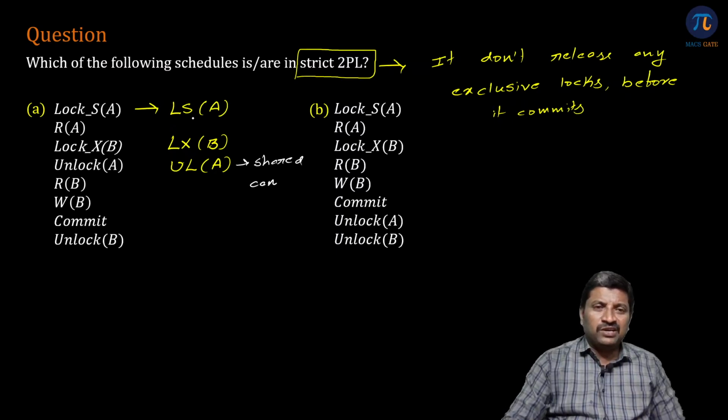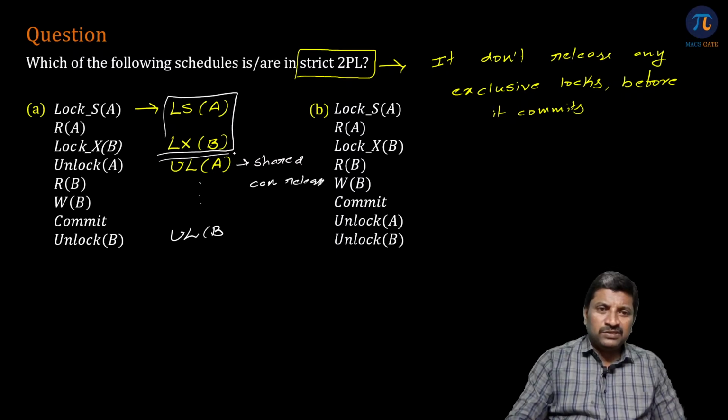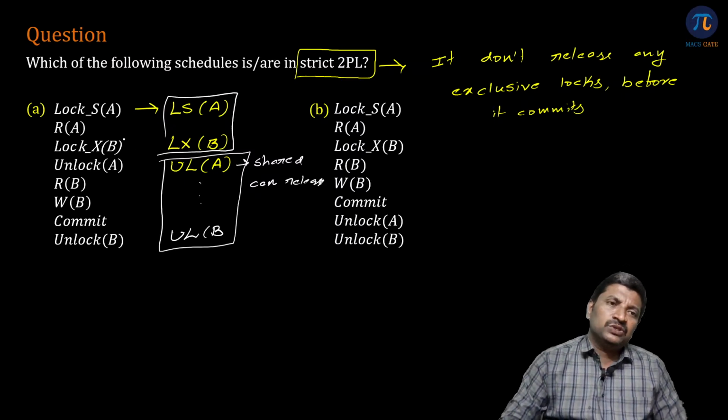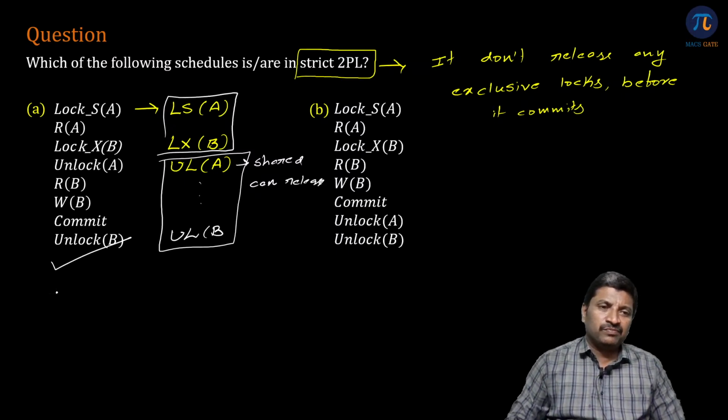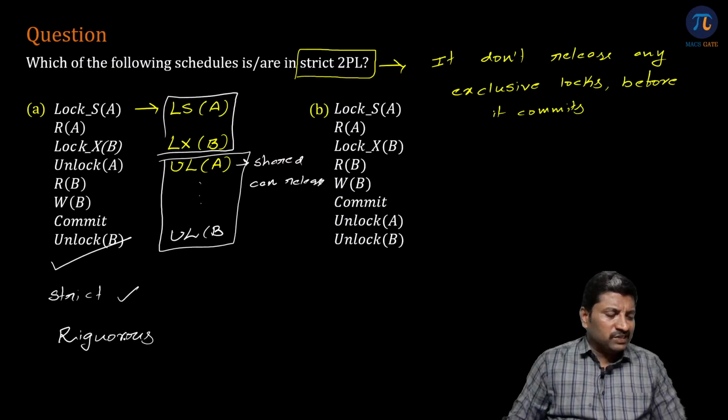Please observe, sir. On A, you have a shared lock, so you can release. No issue. Then you released the lock of B. So this is the growing phase. This is the shrinking phase. And you are releasing only shared locks. So no issue at all. It is strict. Now the question is, can I say it is rigorous, sir?